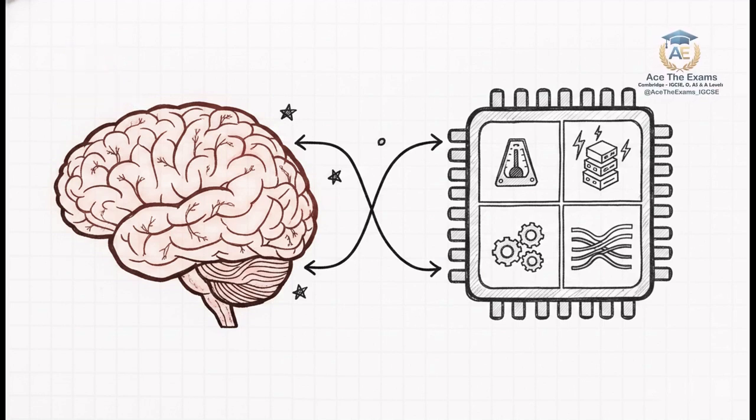And finally, connecting all of this together are the system buses. Think of buses as the neural pathways of the brain. The address bus carries the location of the data. The data bus carries the actual information itself, and the control bus carries the synchronizing signals from the control unit to keep everything in check. If you want explosive marks on an exam, you don't just list these, you explain exactly how they interact.